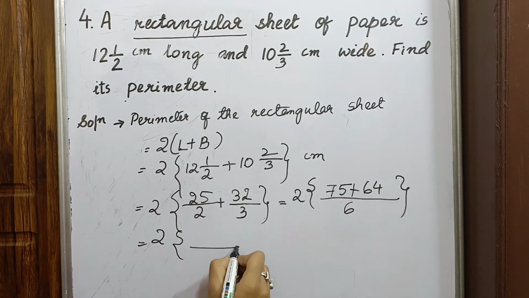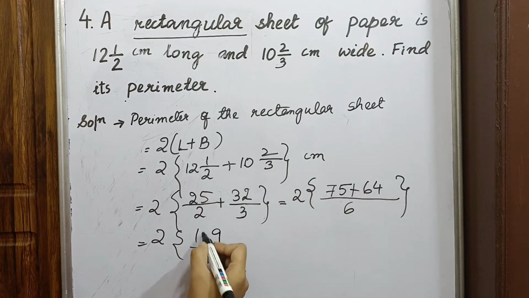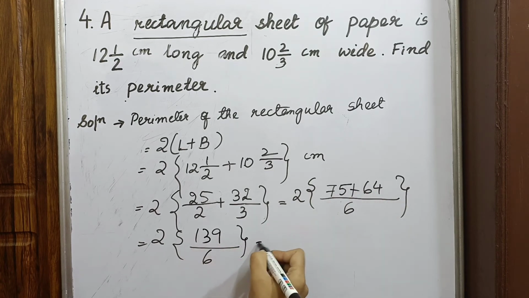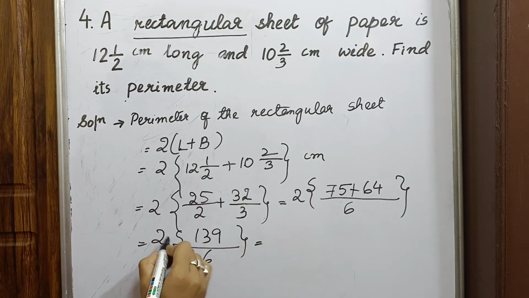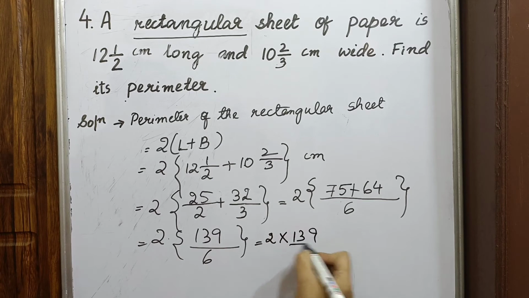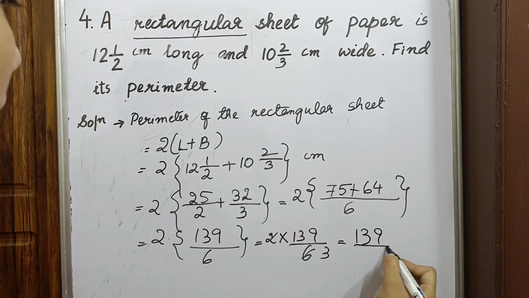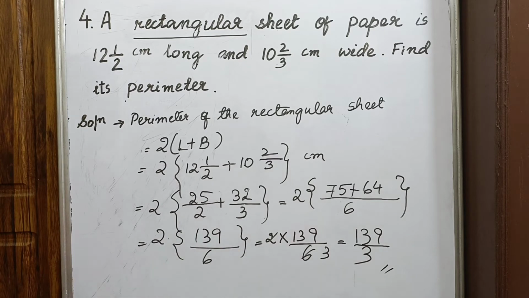Now 2 into 75 plus 64, we will do 5, 6, 7, 8, 9 and 13, which is 2 into 139 by 6. 2 3s are 6, which is 139 by 3. So the answer is 139 by 3. You can convert into mixed fraction or you can keep as it is. Both the answers will be correct. Now let's move on to the next question.